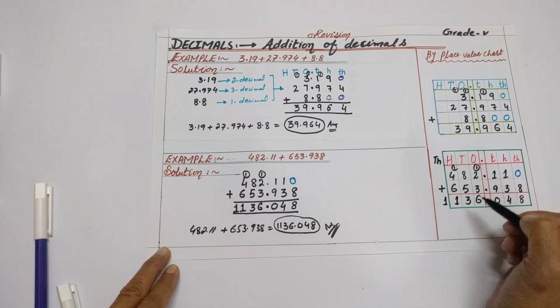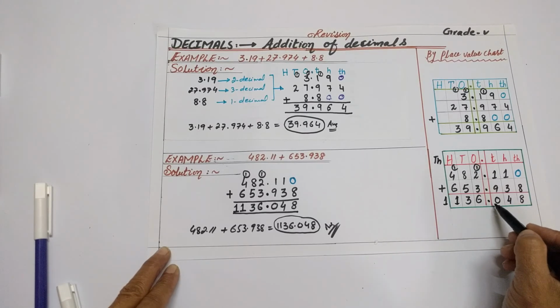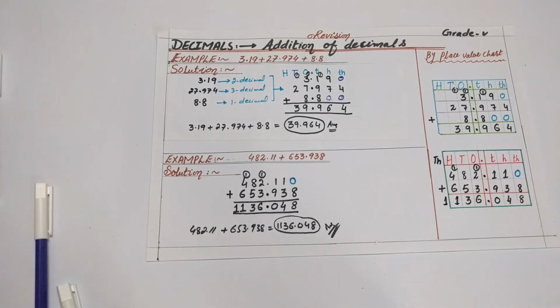Clear? So 1136.048 is the answer. So students, now it's time for your practice. Watch the video carefully, follow the instructions and solve the assigned task as per the pattern given to you. Follow the pattern, solve the given assignment by yourself, and if you are confused at any point, you can ask me and you can watch the video again and again. Thank you.